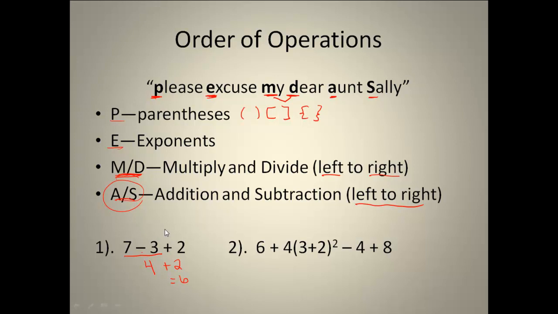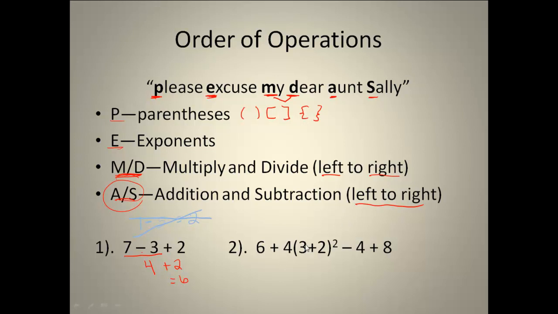Now, watch what happens if you do this without going left to right. If you chose to do addition first, you would have probably looked at this and said, well, 3 plus 2 is 5. And then I have 7 minus 5. Well, 7 minus 5 gives you 2. That is not correct. Because addition and subtraction are the same level, you have to go left to right. This is a common mistake that my kids make. Okay, now go ahead and pause the video again and give number 2 a shot. Make sure you follow the order of operations exactly.